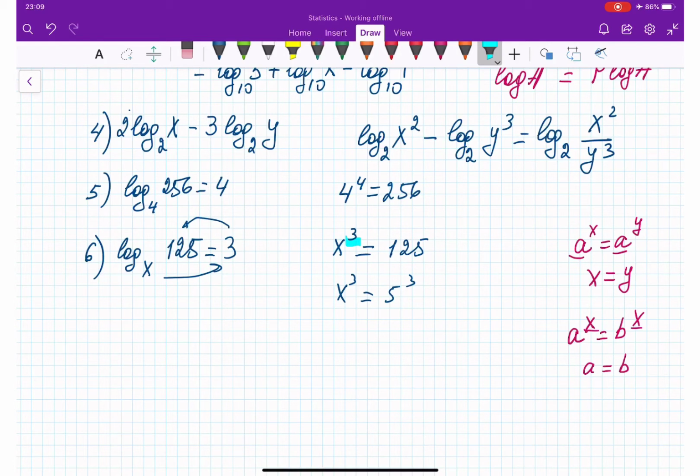Or take a radical 3, do this. Cubic radical of 125. And on calculator will come out 5, which means 5 to power 3 is equal 125. Okay? All right. So if the exponents are the same, then bases also are equal. X is equal 5.